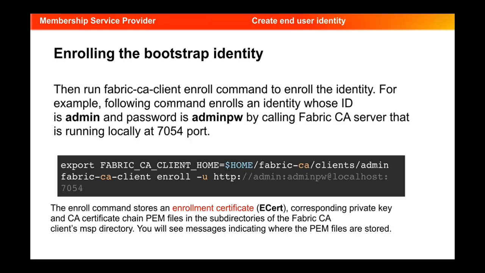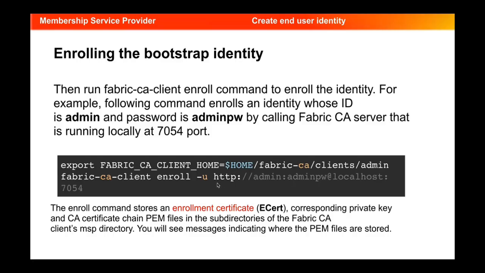So Fabric CA client is responsible for enrolling an identity. The Fabric CA client, which you can see here, is the command that is used to enroll an identity. For example, in this code snippet the Fabric CA client command is enrolling an identity that has admin privilege, I mean admin as the username and adminpw as the password. And this is calling the Fabric CA server as an endpoint.